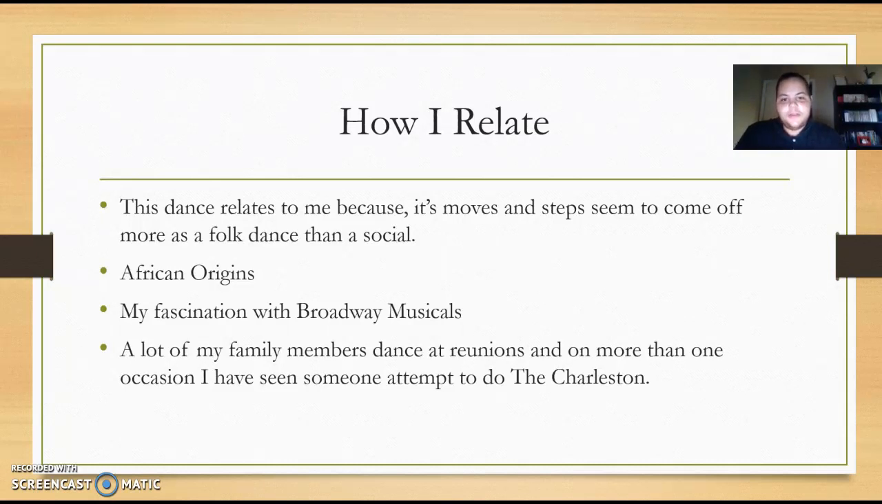And through all my studying and research with this, I came to find a big fascination with the Broadway musicals. Spent a lot of time researching and looking at a different variety of those. And at some of my family reunions, I've seen cousins, family members, different people there trying all sorts of dances. Everyone has their own things they like to do at reunions, but at mine, on more than one occasion, I've seen people doing what I assume is the Charleston.